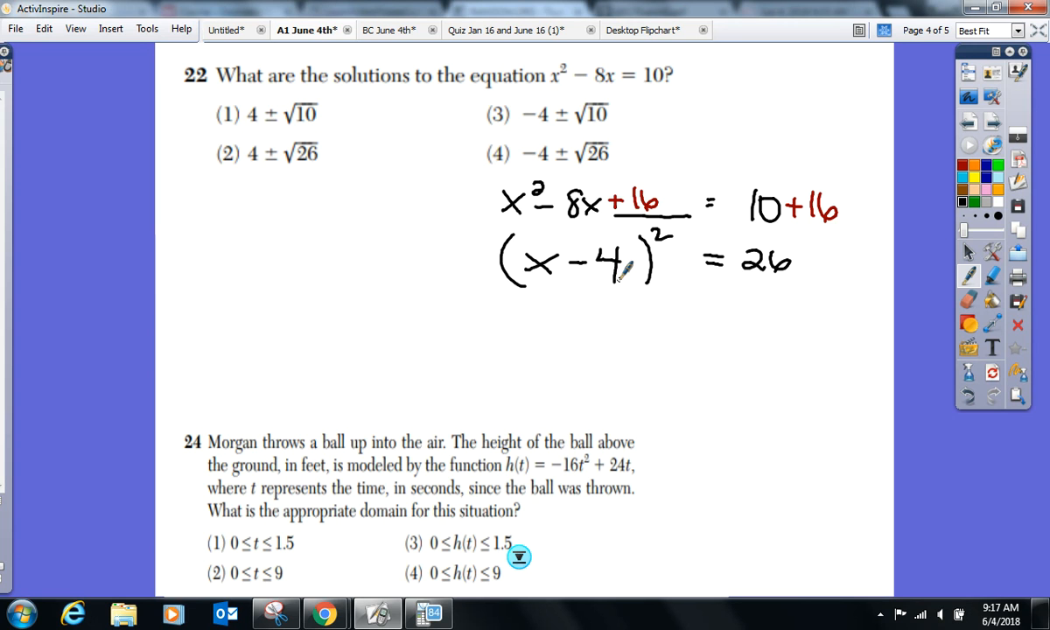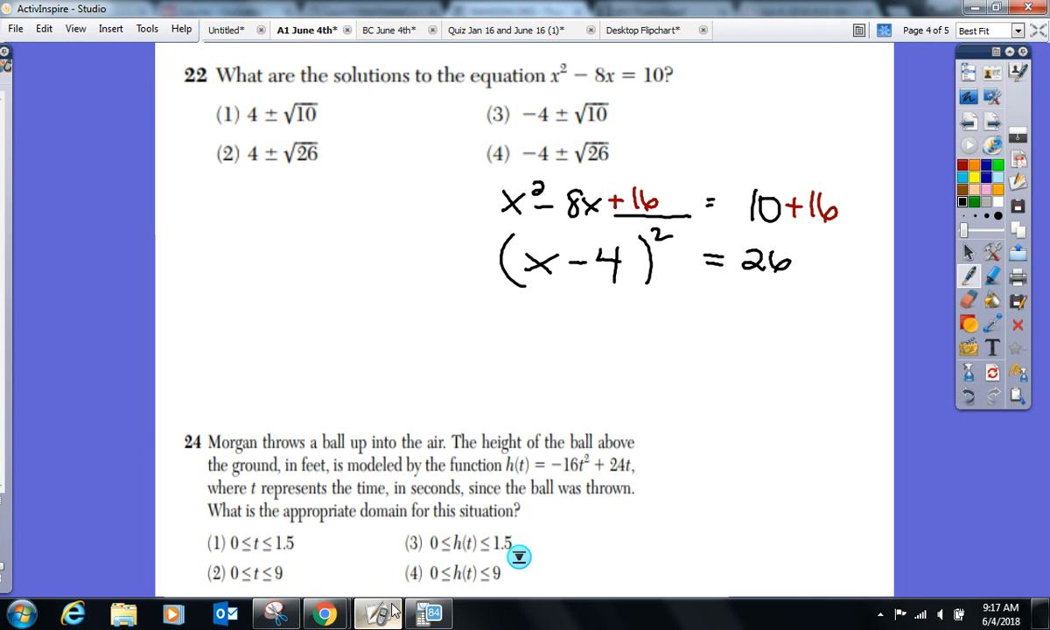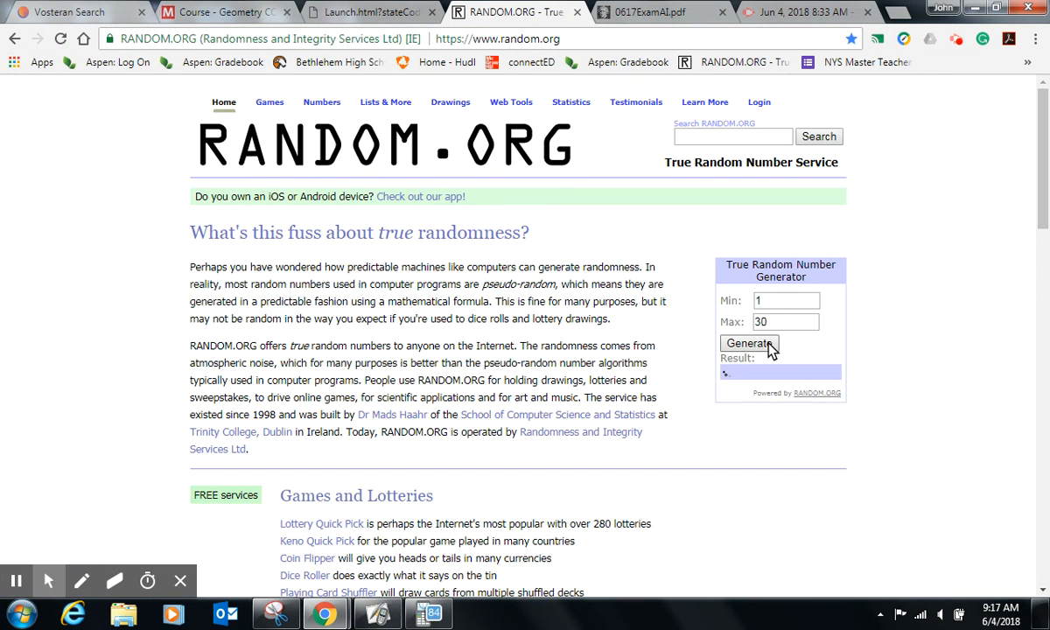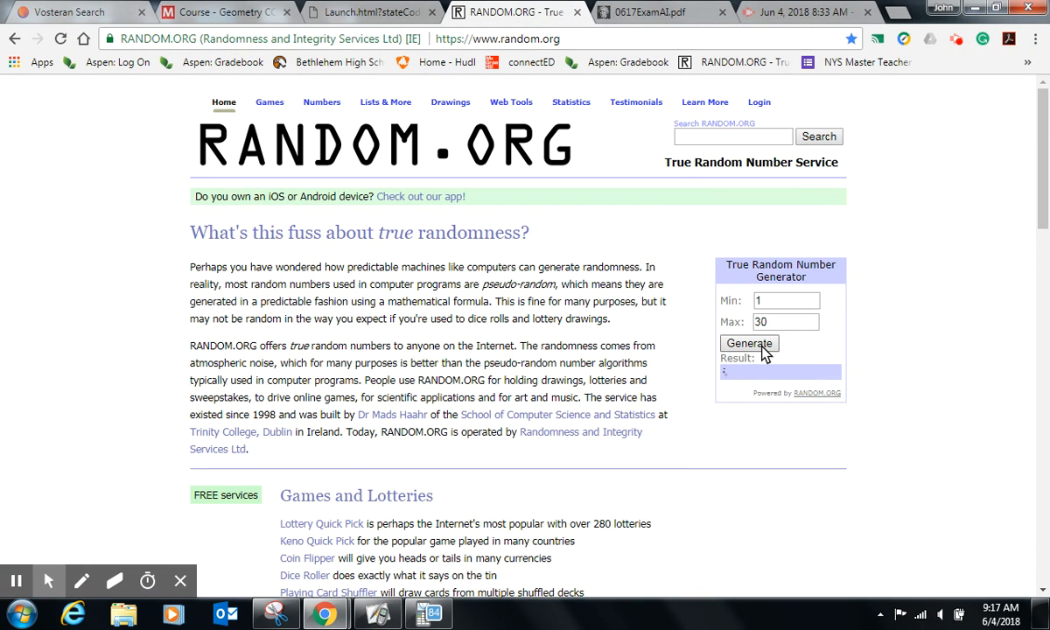How do I get rid of that squared up there? How do I get rid of that squared? How do I get rid of that squared? Yep, both sides. All right, let me know what's left on the left and the right-hand side.